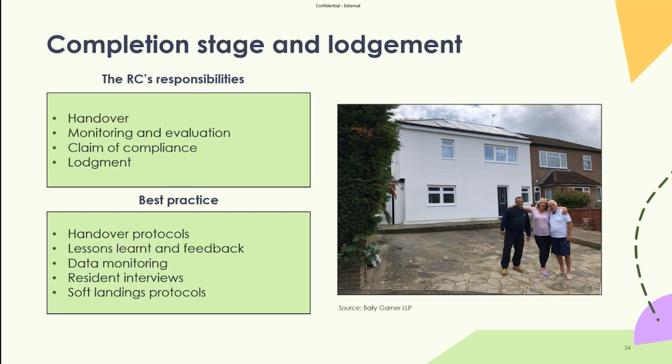And finally, almost the idea of a soft landings approach, which is a term that almost means that when those measures are implemented, there's a soft landing for it. So the people who are living in, maintaining, all understand how that building has changed, because what we're doing is fundamentally changing how these buildings operate. So we need to make sure that everyone's ready for that.